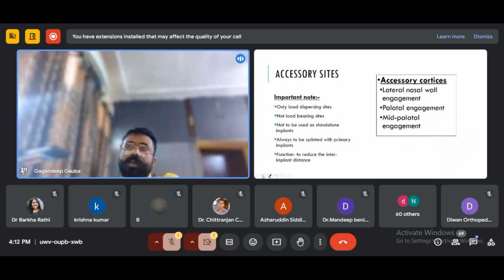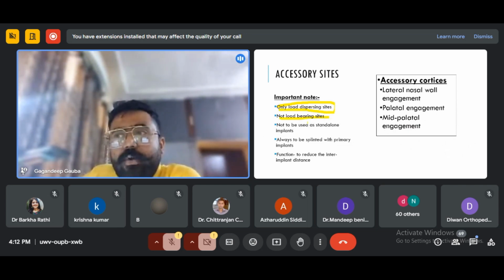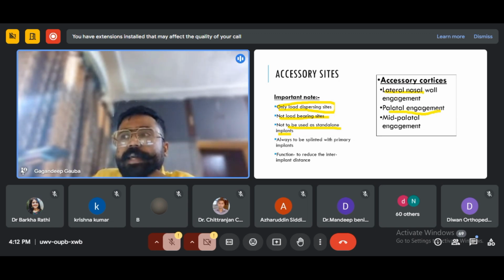Accessory sites. So I want to tell everyone about an important note. These sites are only load dispersing sites. Okay, these are not load bearing sites, right? And they are not to be used as a standalone implant placed in these sites. What are these sites? These are the lateral wall of the nose, palatal engagement and mid palatal engagement. So these sites are accessory sites.